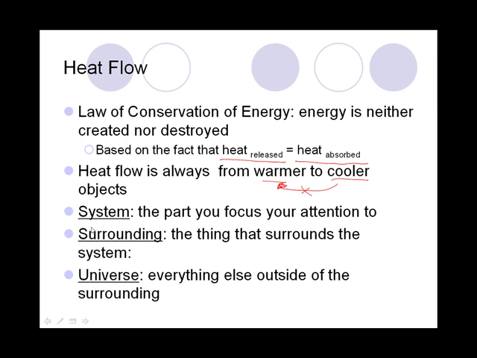And the system is what we are focused on. The surroundings are what surround the system, and the universe is everything outside of it. So if I were to draw a picture, whatever I am interested in will be the system. Whatever surrounds the system is called the surroundings. And everything outside of that is the universe.